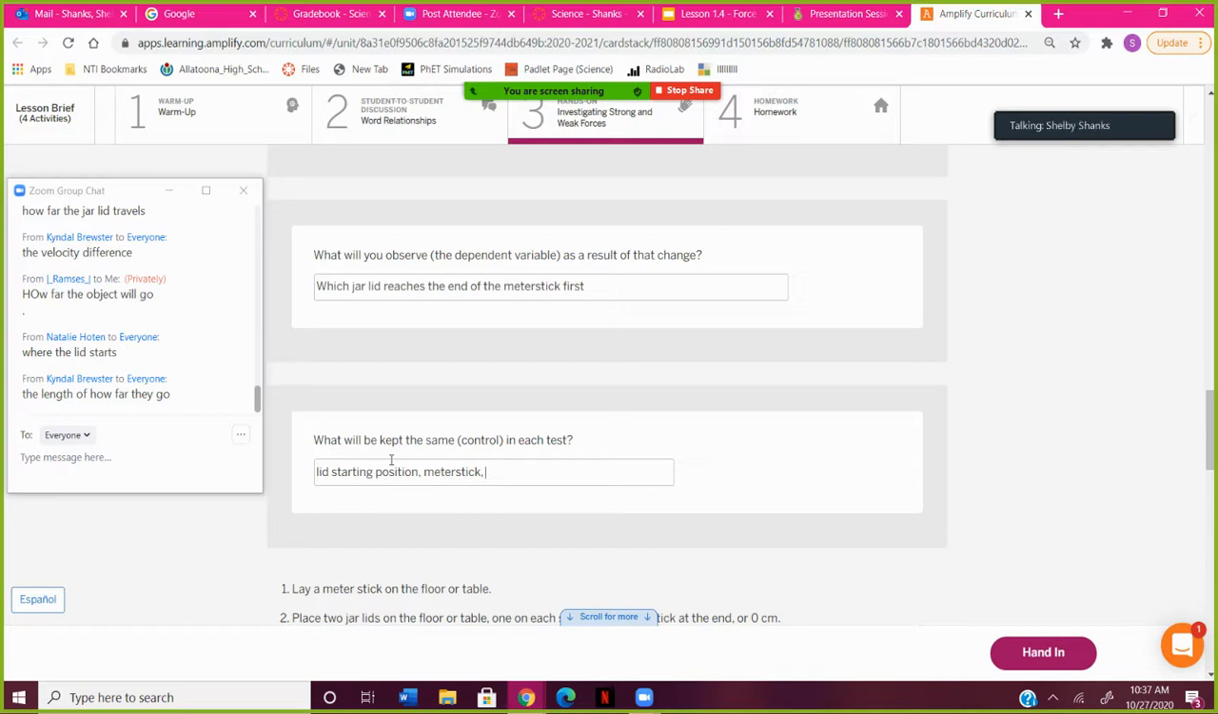All right, so we are always keeping that lid starting position the same. We're keeping that meter stick in the same place. That meter stick does not change. Those dashes on the meter stick don't change it either.